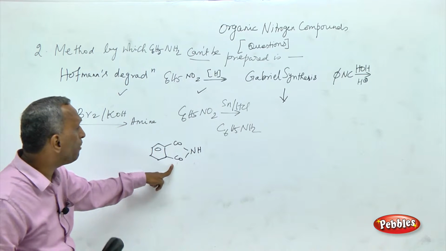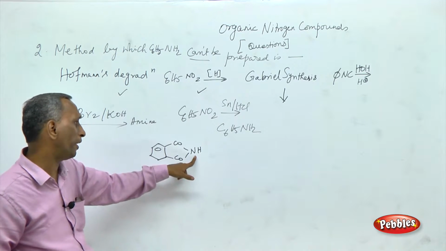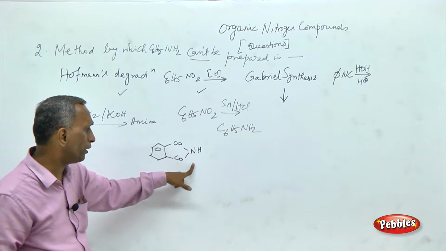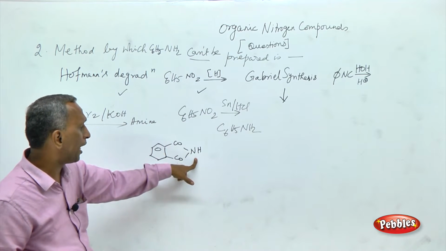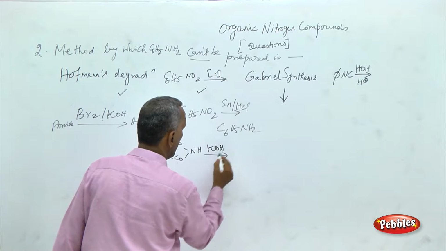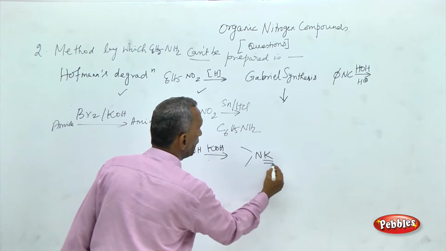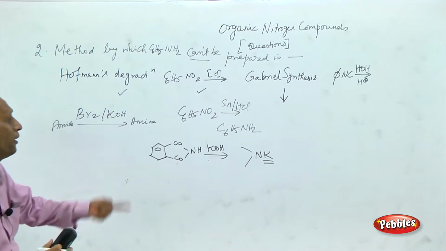This is called phthalimide, from phthalic anhydride. The oxygen group of phthalic anhydride is replaced by NH. This reaction we have seen. This phthalimide reacts with KOH, and KOH replaces the hydrogen, forming potassium phthalimide. This potassium phthalimide is then reacted with an alkyl halide, etc.